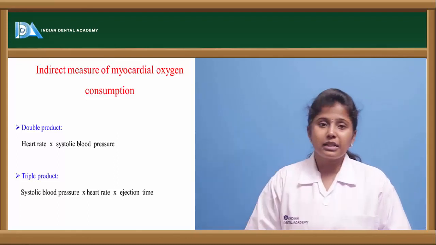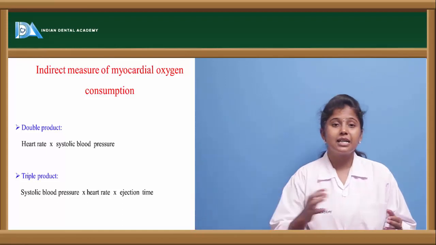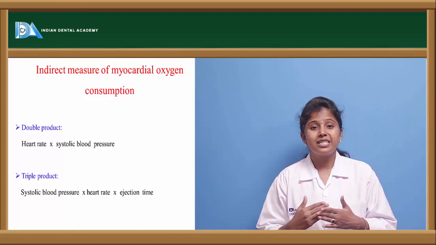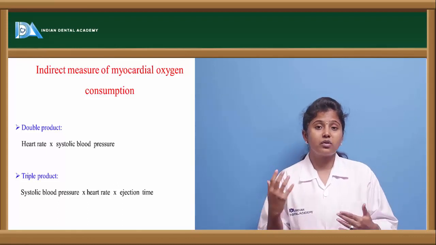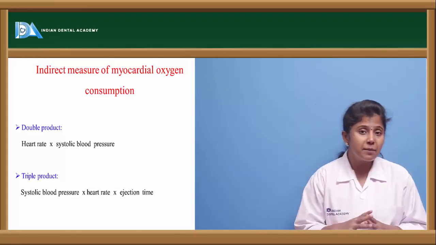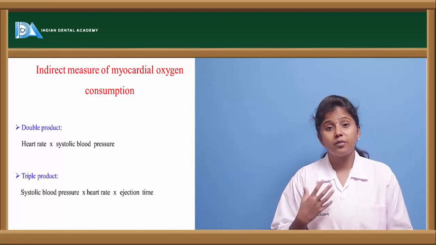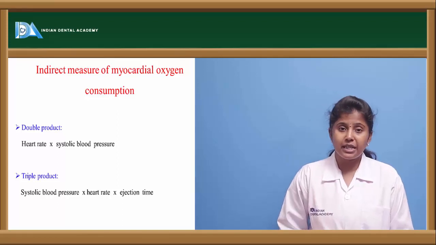The other type is the triple product. Here we take the systolic blood pressure, heart rate, and the ejection time, the time of pumping out of blood from the heart. These have to be measured and multiplied in order to get the oxygen consumption, or how much oxygen is consumed by the heart.